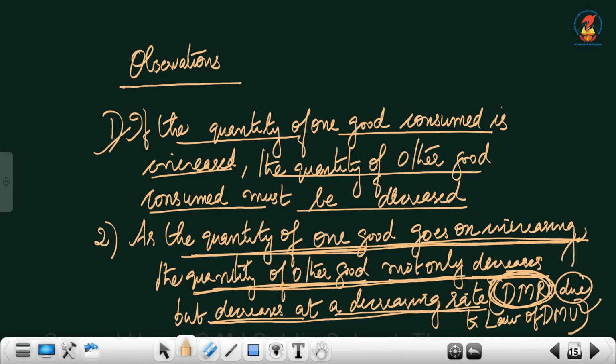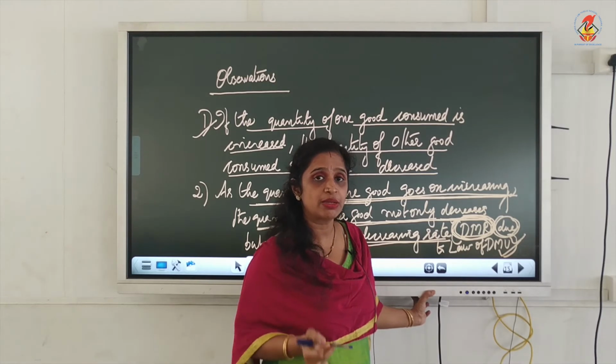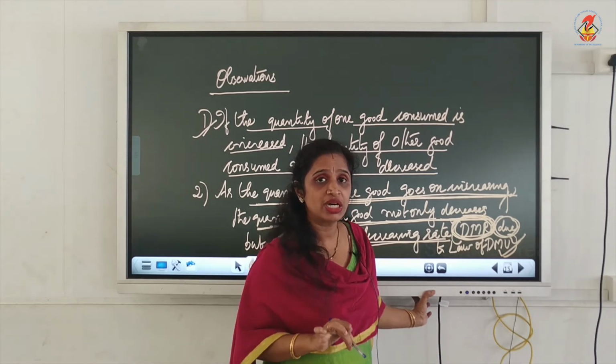Marginal rate of substitution means y is sacrificed for getting x, but the sacrificing rate of y goes on decreasing at each and every stage. That is known as DMRS. This DMRS is due to the law of diminishing marginal utility. So here J.R. Hicks has applied, like Alfred Marshall, the law of diminishing marginal utility.